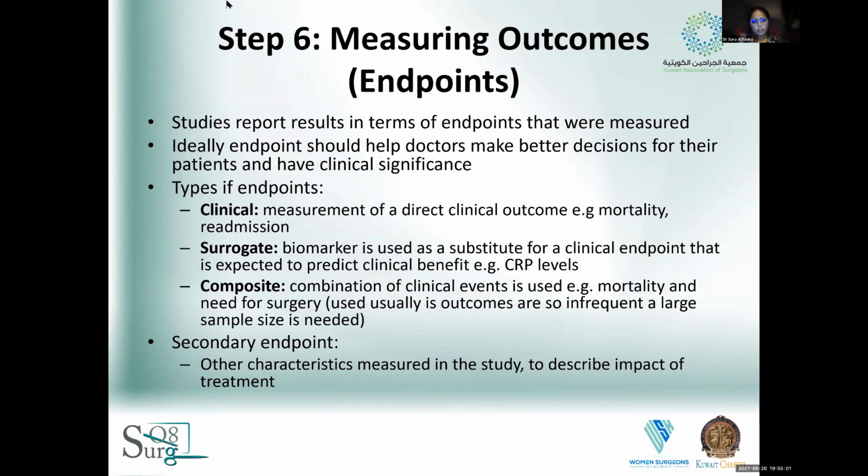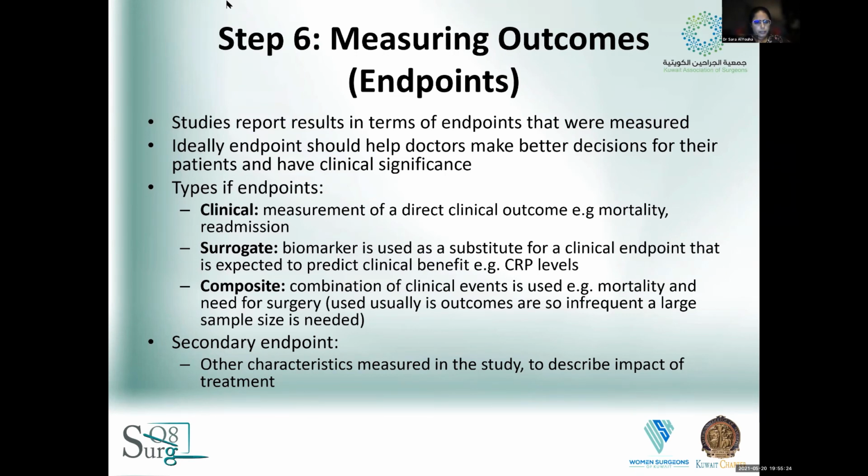So you combine mortality with the need for surgery with pulmonary complications. Why do you do that? Let's say the mortality for whatever I'm looking at is really low. So 0.1% of people die. So I would need a huge sample size to even see a difference between the groups. So I start combining all these outcomes together.